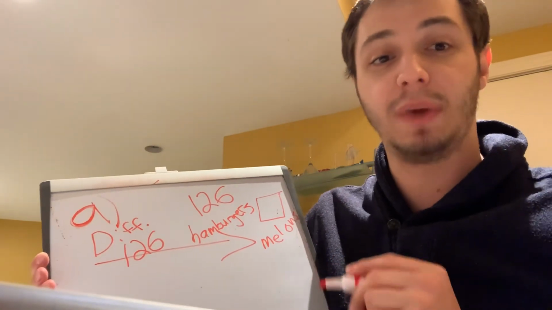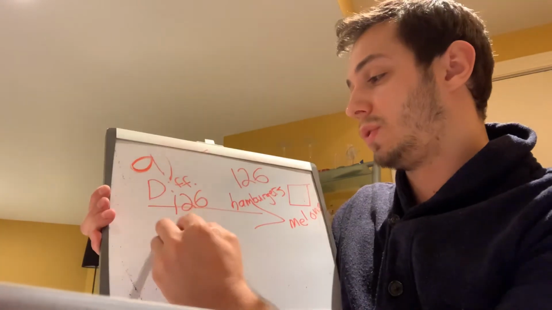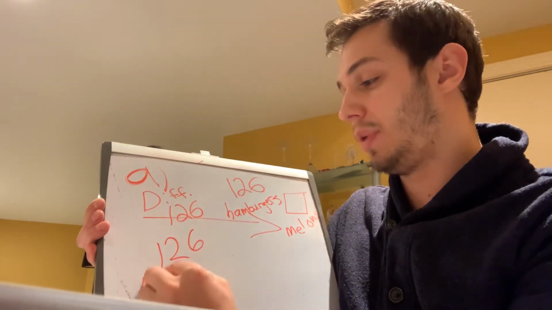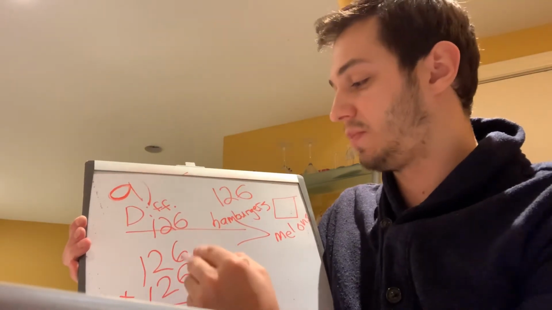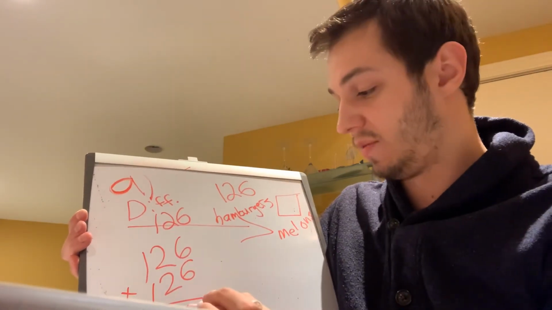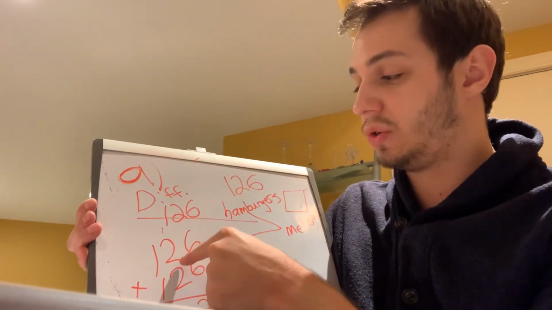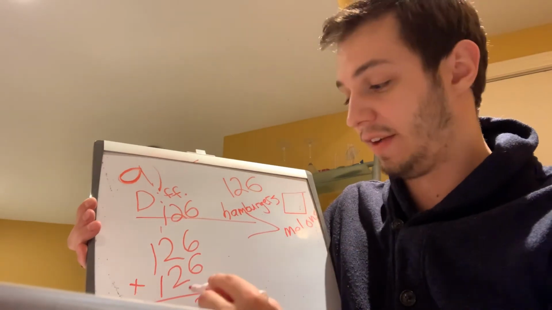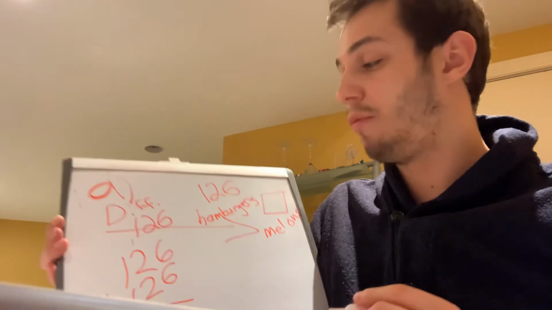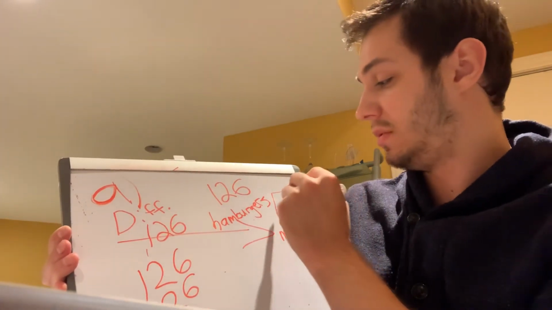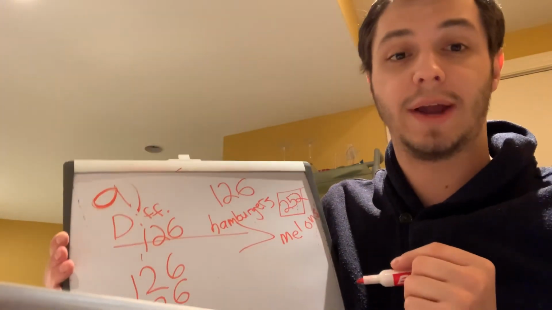In order to find the big number, I'm going to have to add the other two numbers up. So 126 plus 126 equals 6 plus 6 is 12. So I'm going to put my 2 there, carry over my 1. 2 plus 2 plus the 1 I carried over is 5. And then 1 plus 1 is 2. So how many girls ate melons? 252. That is our answer.